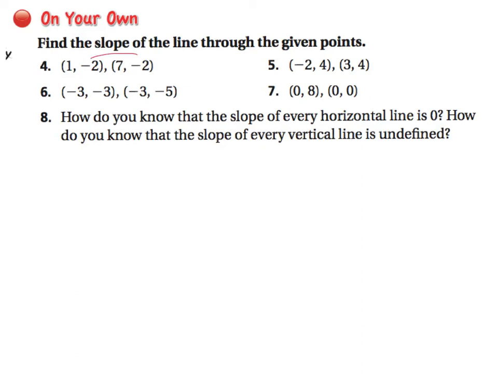Number 4, the change in y is 0, so this would be 0. Number 5 would be 0. The change in x in number 6 is 0, so that means this is undefined, as is number 7. How do you know that the slope of every horizontal line is 0, and the slope of every vertical line is undefined? Because in a horizontal line the y does not change, so the change in y is 0. The change in x is 0 in a vertical line, which is undefined.